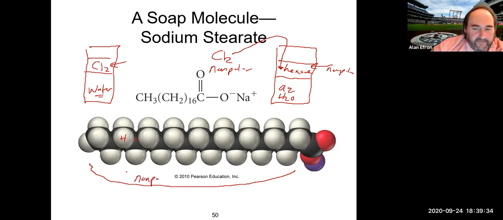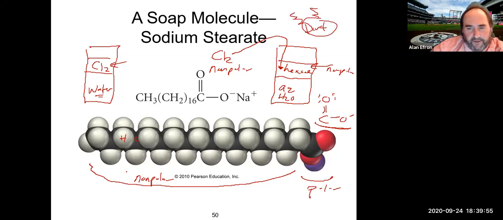And usually at the end of soap, you have something like this group, as you can see in the picture there. This is a polar part. So soap has kind of two parts to it, a polar part and a nonpolar part. And really the nonpolar part works really well with dirt. Dirt is typically nonpolar. So this carbon part pretty much traps the dirt.